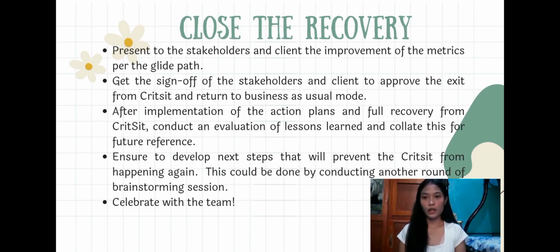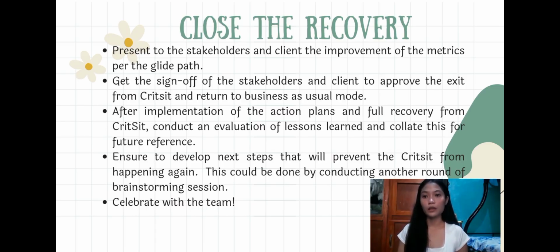Close the recovery. Present to the stakeholders and the clients the improvement of the metrics per the glide path. So present to the stakeholders and the clients how much the situation has improved based on the targets or the goals. Next is get the sign-off of the stakeholders and the client to approve the exit from CRIT seat and return to business as usual mode. The stakeholders and clients ought to officially agree that the problem is solved and the operation can go back to normal.